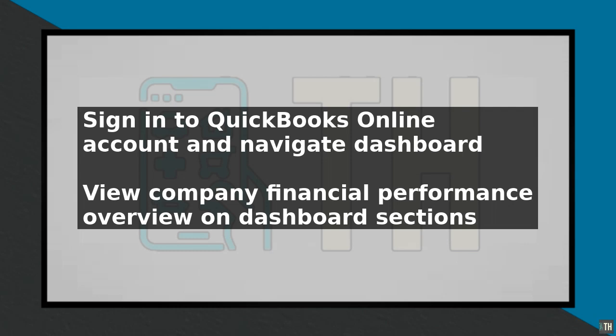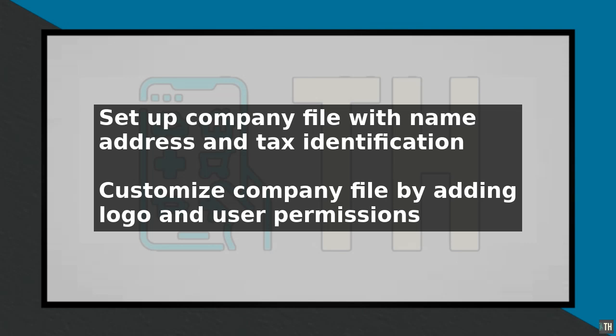Click on the settings icon and select Company Settings to enter your company's information, including name, address, and tax identification number. You can also customize your company file by adding a logo and setting up user permissions.